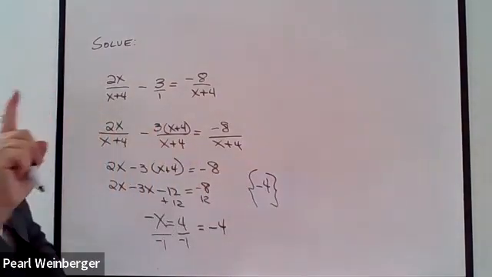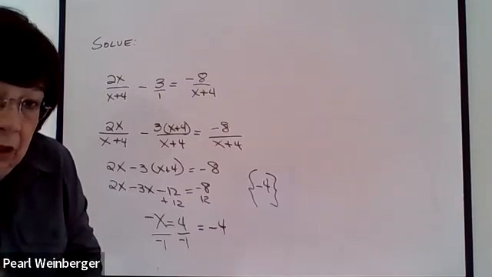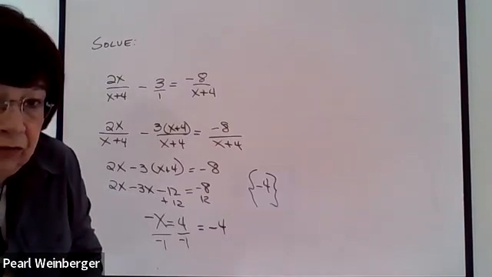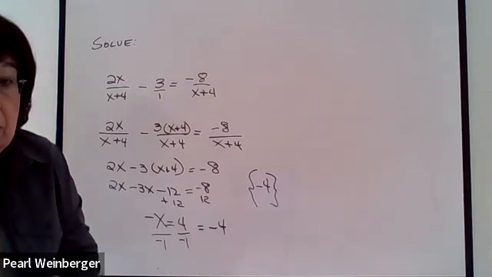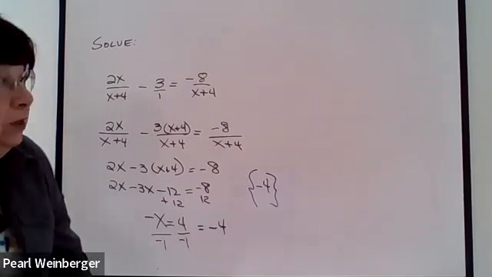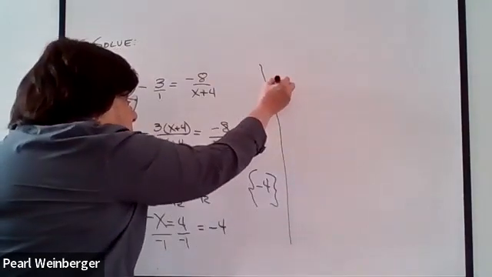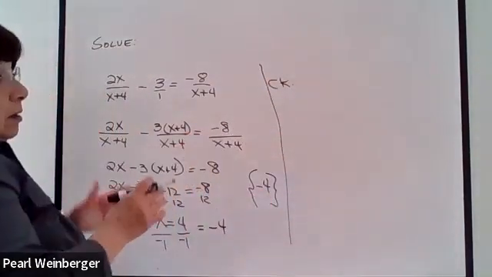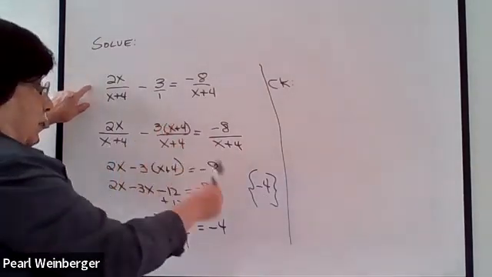But remember what I told you you have to do. When you have rational equations, when you have equations with fractions, you have to make sure in the end that your denominator does not turn out to be 0. We've been talking about it, but here I'm going to show you exactly what's happening.